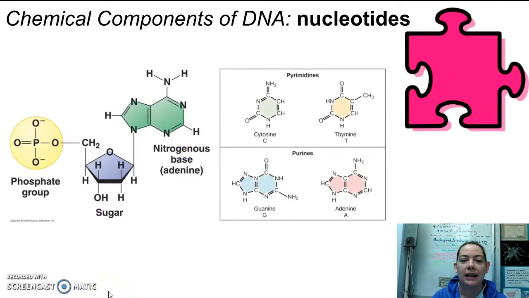So DNA is made out of nucleotides, and this is the basic structure of a nucleotide. So it always has a phosphate group, and this is the same sort of phosphate group that we saw on an ATP molecule. So nothing new there. It's just a phosphorus with some oxygens around it. And then in the middle is a sugar, not just any sugar, it's a very specific sugar. It's called deoxyribose.